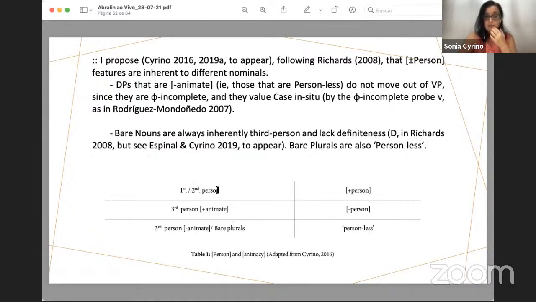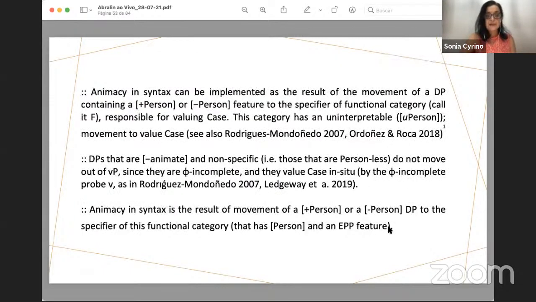First and second person have the feature plus person. Third person plus animate also has a feature for person, but it's minus person. But third person minus animate and bare plurals are personless. They don't have any, neither plus nor minus, person. They don't have person features. So animacy in syntax can be implemented as the result of movement of a DP containing a plus person or a minus person feature to the specifier of a functional category that I call F, responsible for valuing case.